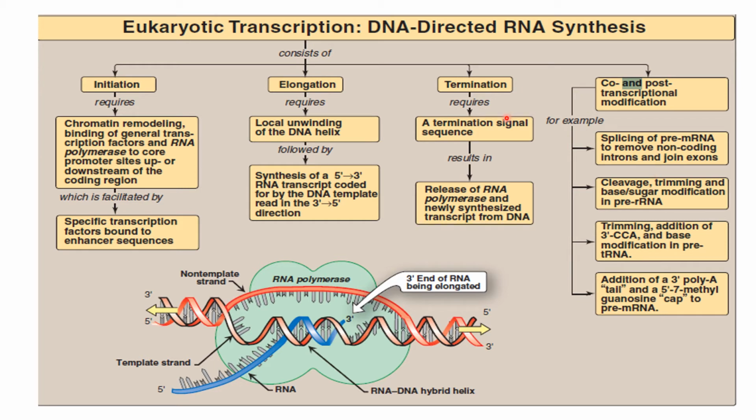In case of eukaryotic transcription, and also in the prokaryotes, the DNA-directed RNA synthesis takes place, and it comprises initiation, elongation, and termination. Initiation involves the promoter region both in prokaryotes and eukaryotes. The prokaryotic promoter regions are recognized by the sigma factors, while in eukaryotes, more complex phenomena occur, and it involves the transcriptional factors.